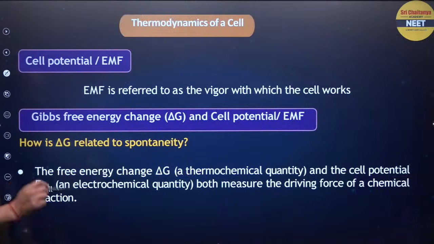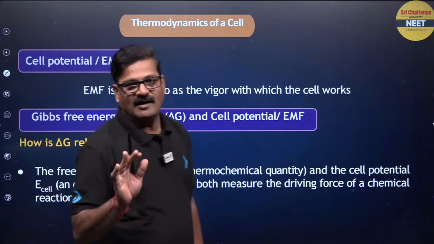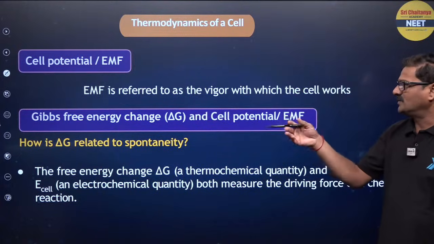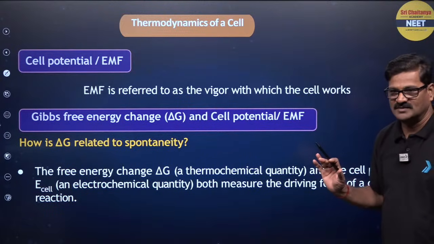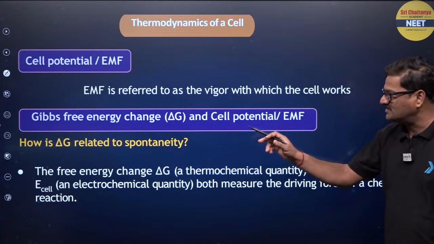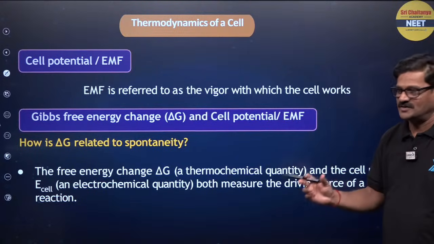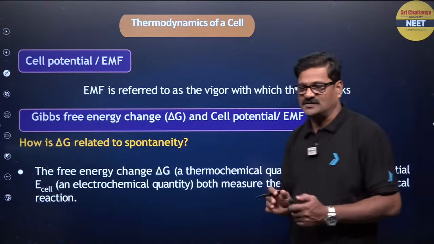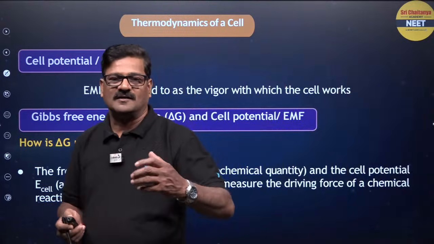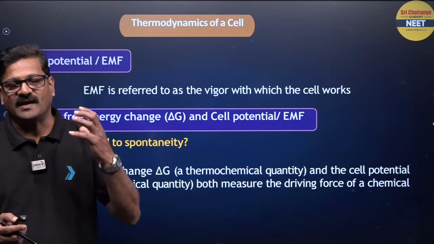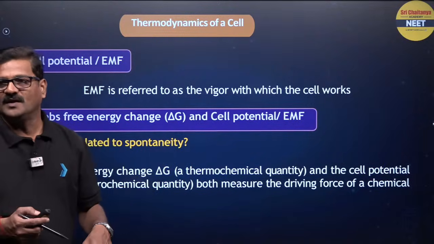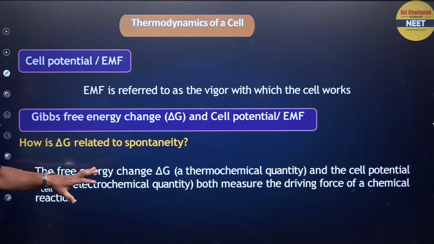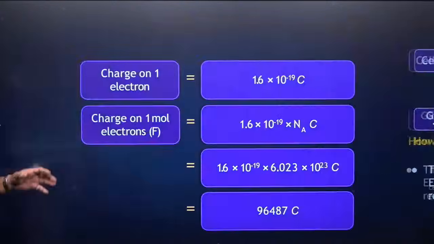Now let us talk about the thermodynamics of the galvanic cell or electrochemical cell. EMF refers to the force with which the cell works. What is the relation between Gibbs free energy change and cell potential? How is delta G related to spontaneity? What is delta G? It is the useful work, the energy that is used for work. The free energy change is a thermochemical quantity, and the cell potential measures the driving force. Together they are related as given here.